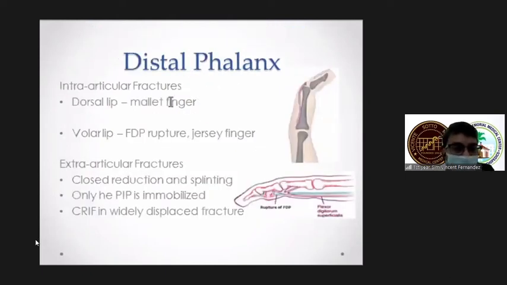For the distal phalanx, it will also be classified into intra-articular and extra-articular fractures. For the dorsal lip, it's a so-called mallet finger. Your mallet finger could also be purely tendinous or with associated bony avulsion. Some recommend non-operative management by doing full-time extension splinting for 6 to 8 weeks, while others recommend a closed reduction internal fixation.